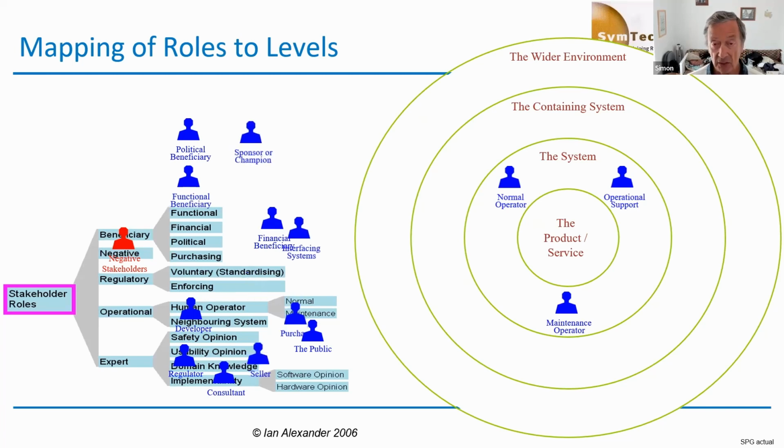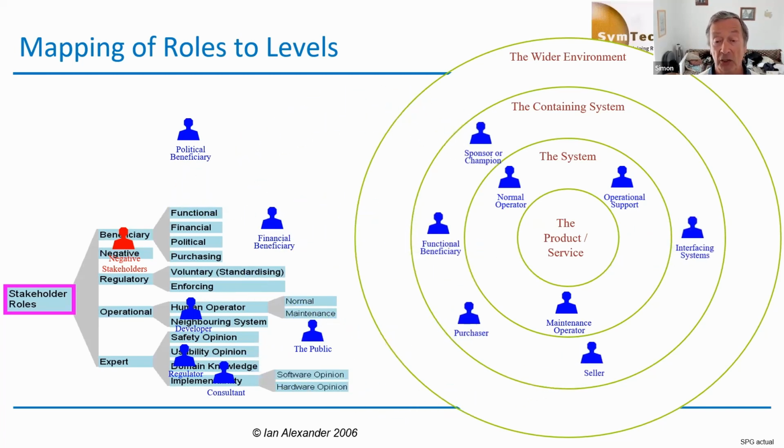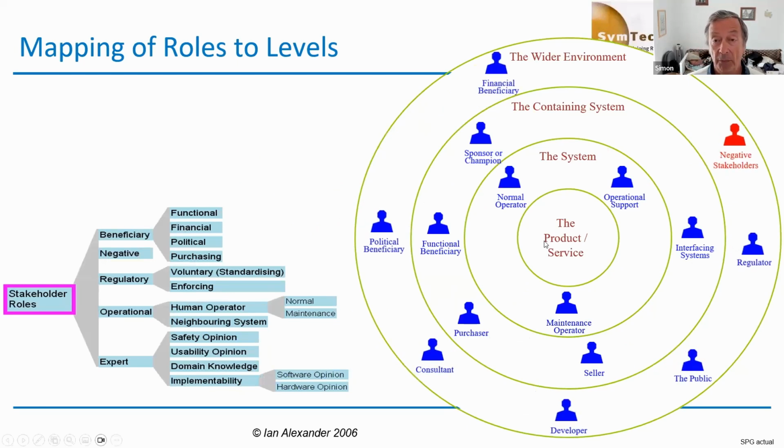Now, within the containing system, we've got very importantly the functional beneficiary. Hopefully you can see my cursor. Those who benefit from having the system, they may not actually touch it, but they may actually tell the normal operator what to do. Very importantly, obviously, is purchasers and sellers and any interfacing systems. And in the outer layer, we've got things like the financial beneficiaries, political beneficiaries, the public, regulators, and very importantly, negative stakeholders. Now, I know this is a military system and that was going to be the enemy, but for any system, there's always going to be negative stakeholders.